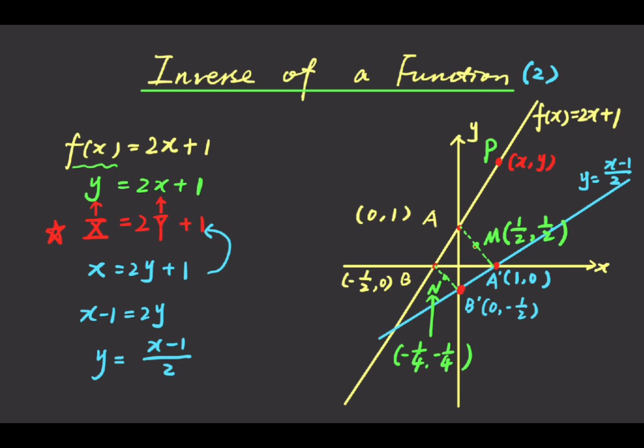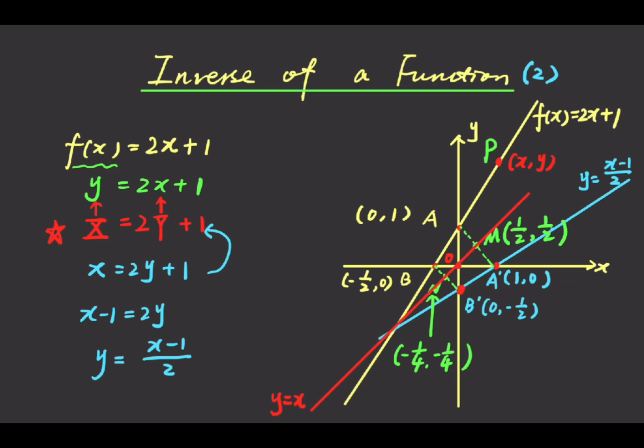So if we connect these 2 points, we can figure out the straight line y equals x. Of course, the origin must be on the straight line y equals x, and the intersection point between this straight line and this straight line must be on this straight line. Okay, so this is the further discussion related to the inverse of the original function.